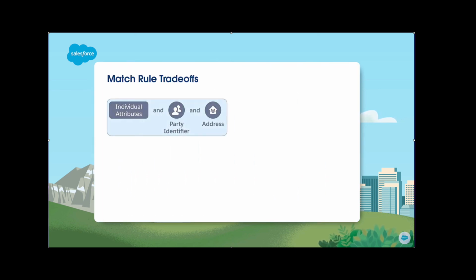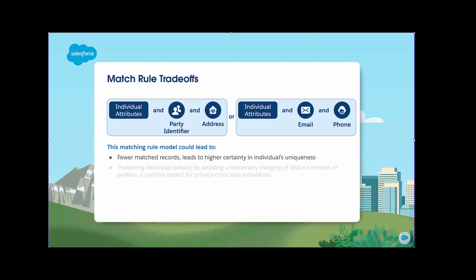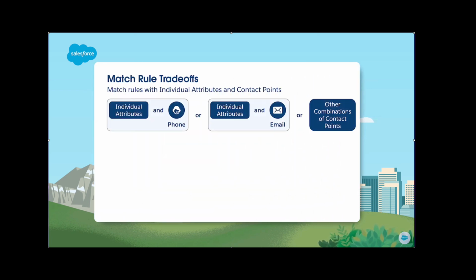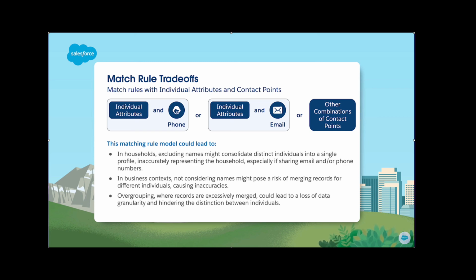This matching model with individual attributes, contact points, and party identifiers can result in fewer matches, however, leads to higher certainty in individual uniqueness, protects individual privacy, and minimizes risks of data overlap. Excluding names in households may merge distinct individuals, though, inaccurately reflecting the household. In business settings, disregarding names may merge records for different individuals, leading to inaccuracies. What we call overgrouping, which can cause a loss of data granularity, hindering individual distinction.